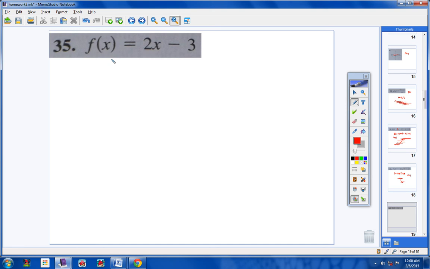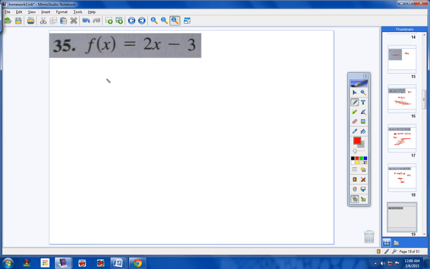We first are going to find the inverse function and then graph it on the same coordinate axis. Okay, so let's go through this hopefully pretty quickly, and we'll see how we do. Okay, step one, they want us to find the inverse function. Okay, so here we go.